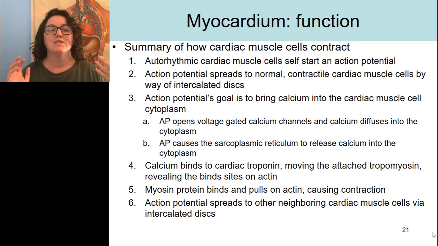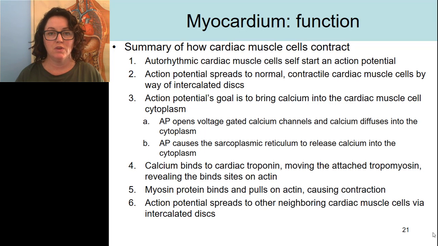The goal of the action potential, which is a traveling change in voltage, by the way, I didn't mention that, right? The goal of this traveling change in voltage, the goal of this action potential, is to bring calcium into the cytoplasm of the cardiac muscle cell. And it's able to do this in two ways. The first way is through use of voltage-gated calcium channels.